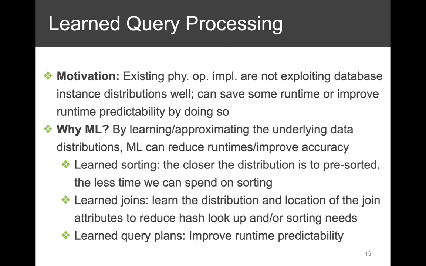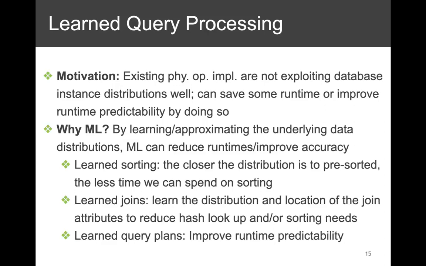What do you mean by operator implementations? All the hash joins and the sort merge joins that we saw can be thrown out and replaced with a machine learning method. Why would this help? Well, it turns out that if you approximate the underlying data distribution, you can potentially improve runtimes and or improve accuracy. And so people have considered learned sorting, learned joins, learned query plans.